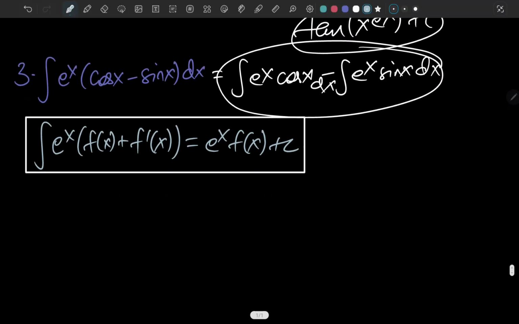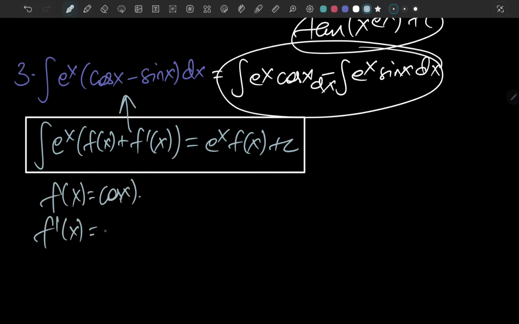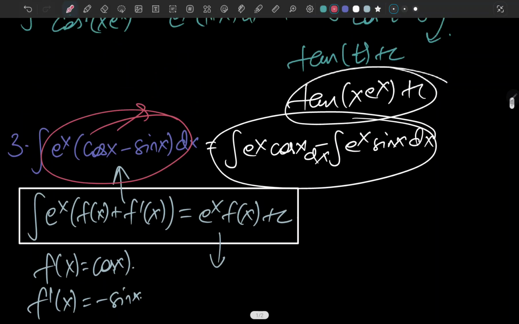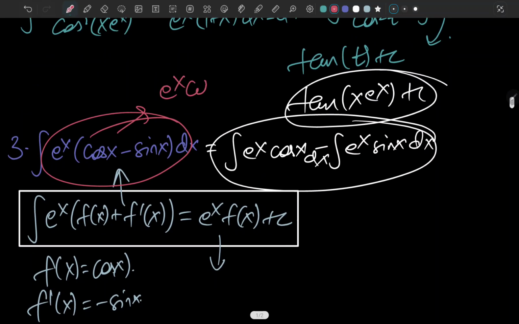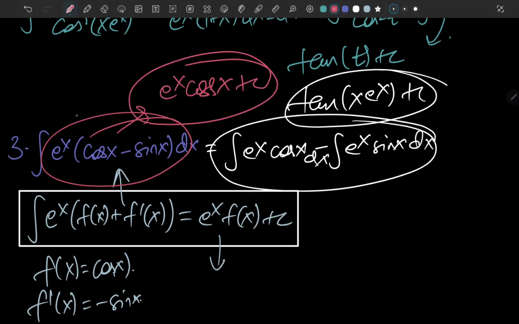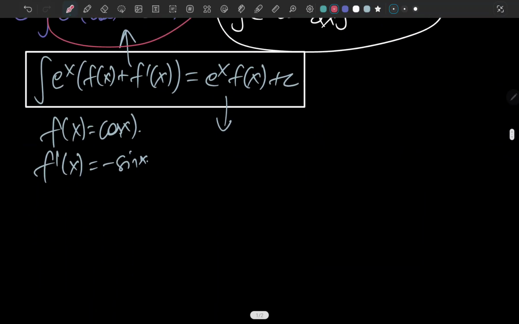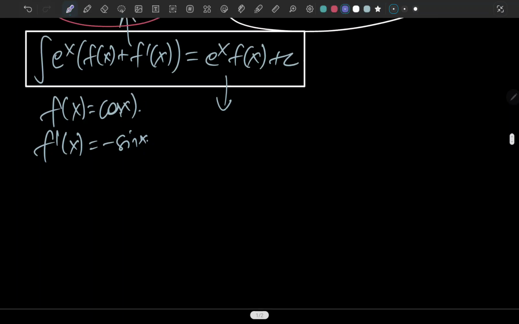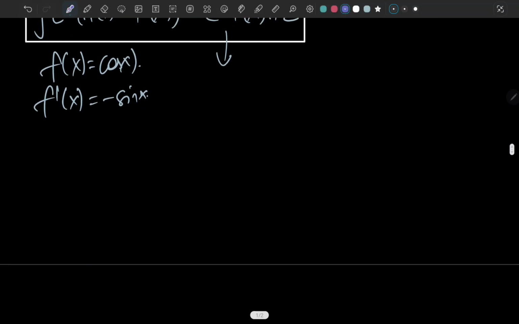And well, if we relate this with our integral, then our f of x equals cosine of x, and f dash x is minus sine of x. So our integral simplifies to just e to the x cosine of x plus c. That's it. Yeah, so that's why it's very important to do all the things like that.